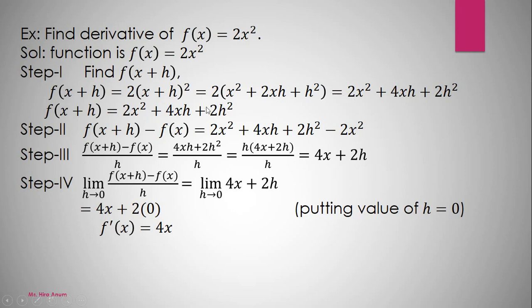Then we simplify this, it becomes 2x square plus 4xh plus 2h square. Find the difference: f of x plus h minus f of x equals 2x square plus 4xh plus 2h square minus 2x square. Positive 2x square minus 2x square will be cancelled. It becomes 4xh plus 2h square. It is divided by h, then we take common h from both values. It becomes h multiplied by 4x plus 2h. H will be cancelled.